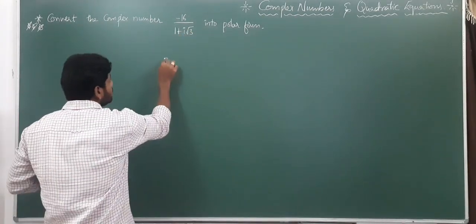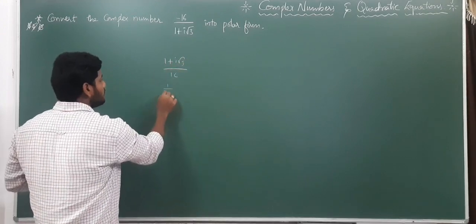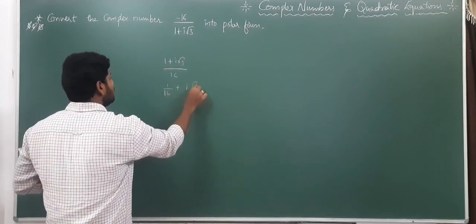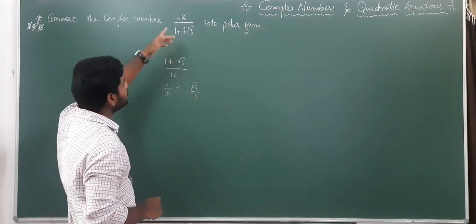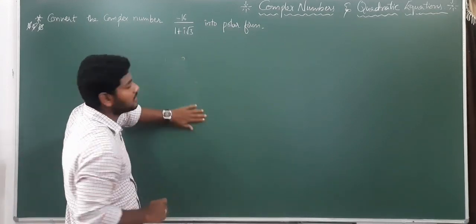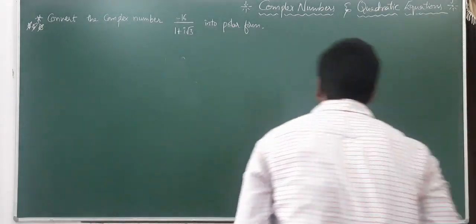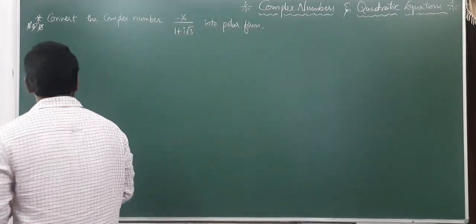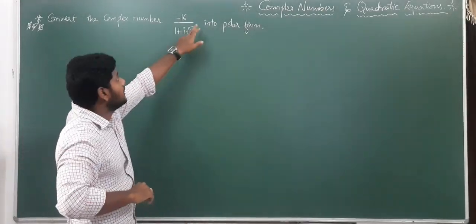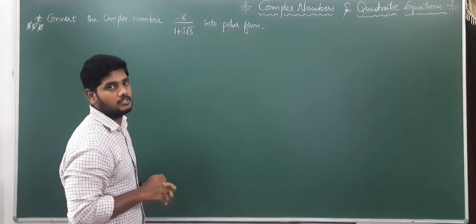For example, if it is 1 plus i root 3 by 16, we can write it as 1 by 16 plus i into root 3 by 16, which is in the form of a plus ib. But minus 16 by this one we cannot write in terms of a plus ib form. So what do we need to do? We need to multiply and divide with 1 minus i root 3.